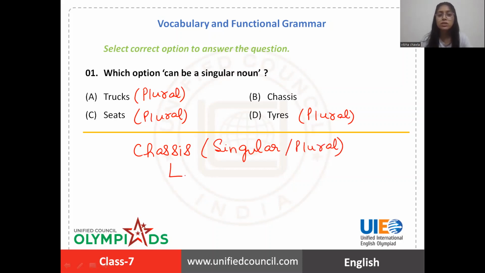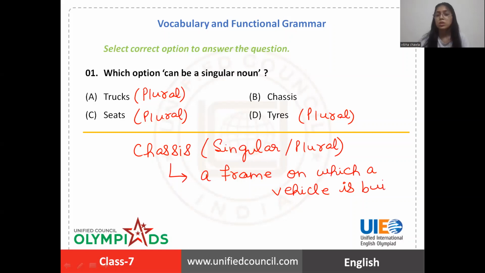Okay, and what does this word mean? This word means a frame. It is basically a frame on which a vehicle is built. So obviously the noun which can be singular is option B, chassis. Okay, so right answer is option B.